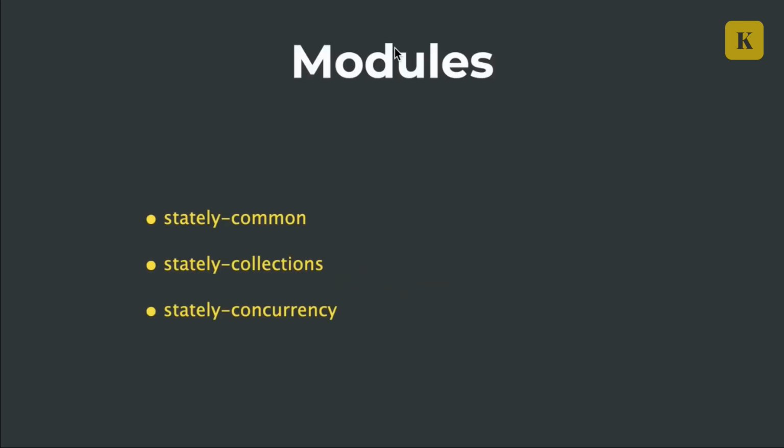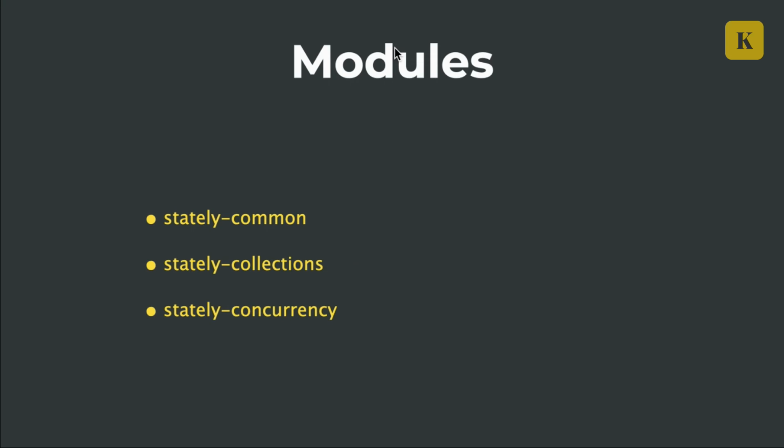The modules are stately common, and that's the common definitions of freeze and ensureNeverFrozen. I split that out because we had everything in one big module, and people would copy paste that out because all they wanted was to be able to call freeze from common code. So that's now in common. Stately concurrency is atomic reference and all that stuff.